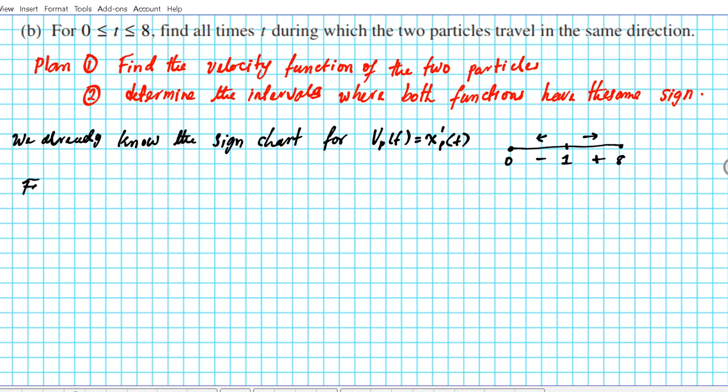Okay, so for particle Q, what do we have? For particle Q, we are already given the velocity function, so no need for differentiating here. We're given the velocity function as t squared minus 8t plus 15. So all we have to do is find the critical points and create a sign chart. All right, so let's find the critical points.